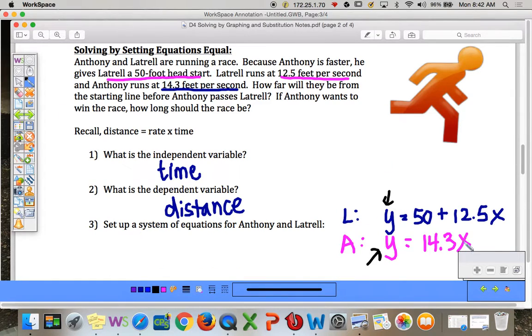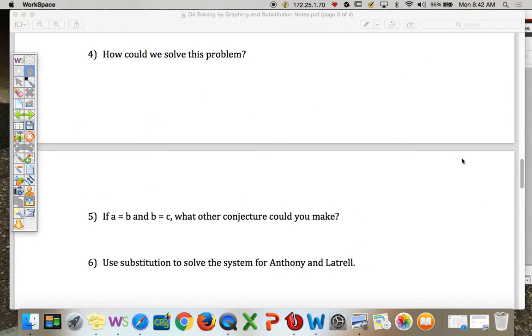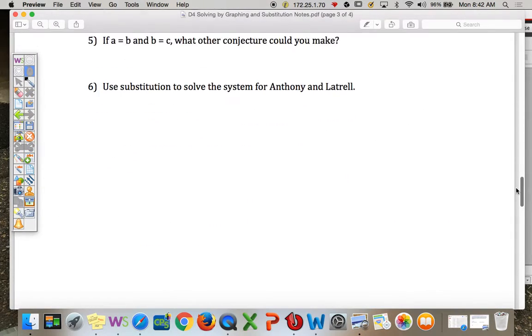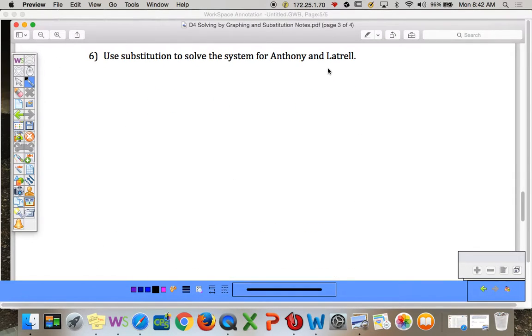We can plug in 27.7 repeating for x and solve. So the first step is to solve for x by setting them equal. And the second step is to solve for y. Choose either equation. I'm just going to choose Latrell's equation.